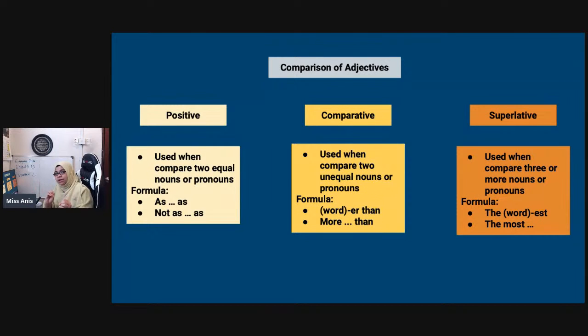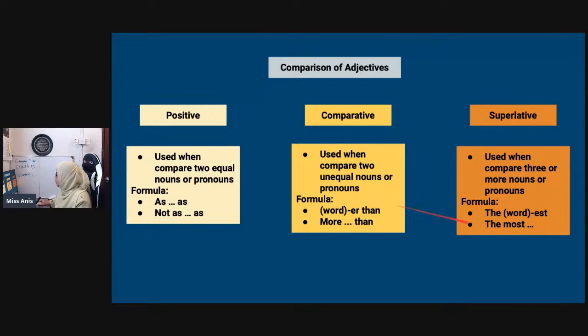Okay, perkataan the tu, and then perkataan best. So best nanti kita akan cover apa comparative dia, apa positif dia, dengan apa dia punya superlative. Nanti kita akan cover. Okay, so nampak tak? Itu formula dia. So bila korang nak compare a noun or pronoun, and then you tahu ada dua barang, kalau dua and then dia tak sama, guna comparative, and then these are the formula dia.